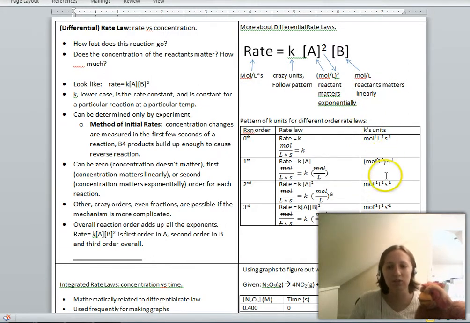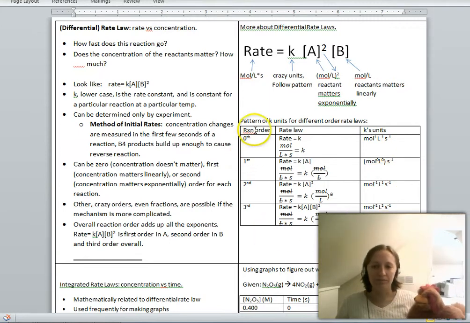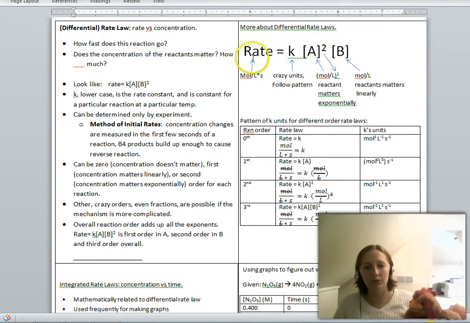Well, k's units give away the answer, because when you have to work out what the units for k are, you do the algebra, you get k by itself, so you end up with rate divided by all of this stuff. And the units for rate are moles per liter per second, so that's rate. And so seconds is on the bottom here, by the way. It doesn't look like it is, but it is. So that's moles per liter times seconds.